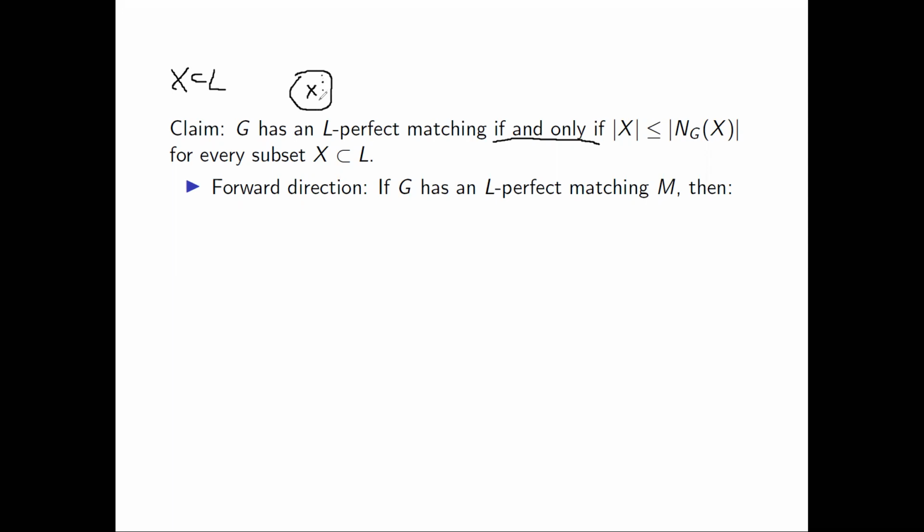and X has some elements in it. And then we can look at what M matches them with. Because we know G has an L-perfect matching, this matching has to match every element from the left side, including all the elements of X, because they're all elements of the left, because X is a subset of L. So the matching M has to match all of these elements of X with something.